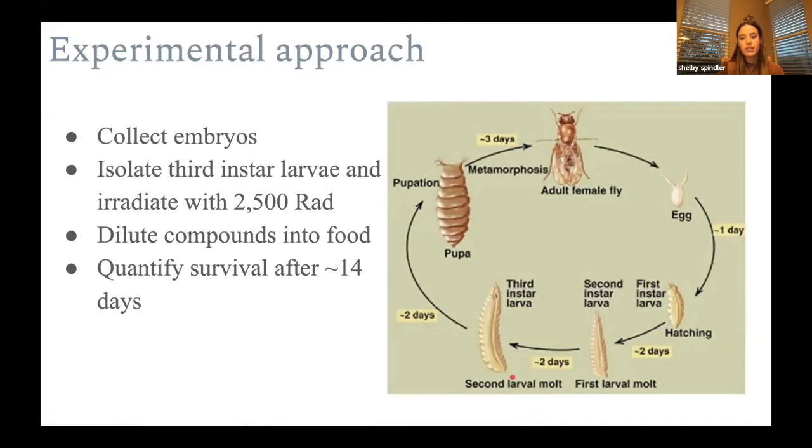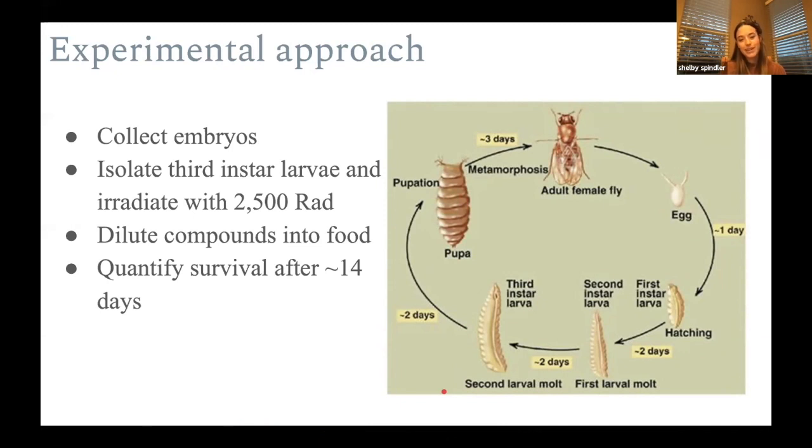So first we're gonna isolate these embryos, and we isolate those from population cages. All the adult flies will go and lay their eggs in this grape juice plate. We let that incubate, and then we isolate this third instar larvae using sieves. So we have 3 different sieves of different sizes, and all of the third instar larvae are the same size. So those get caught in the middle of the sieves. And we will take that and radiate them with 2,500 rad, which is just a crazy amount of radiation.